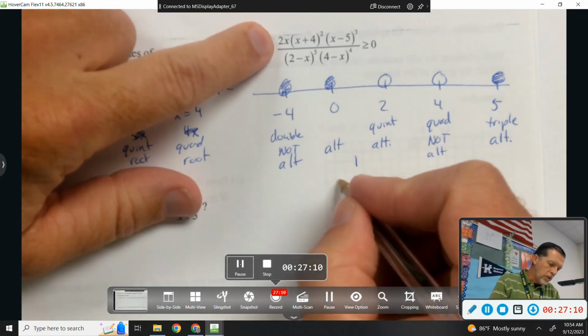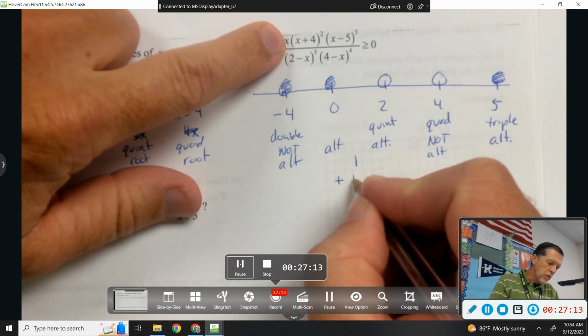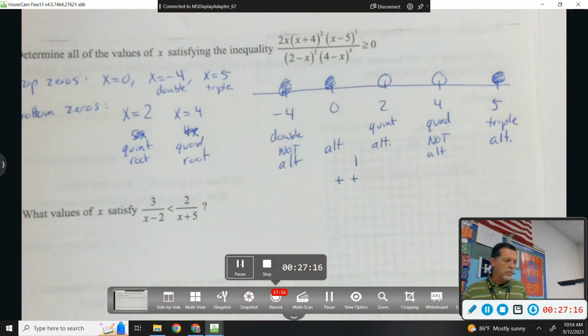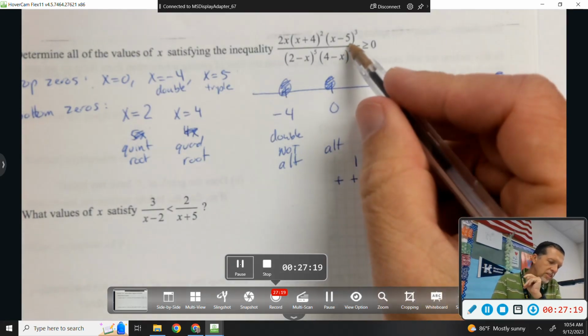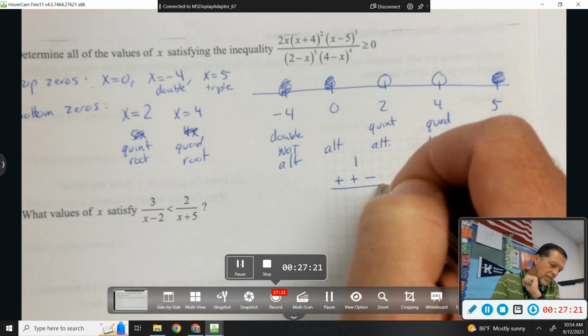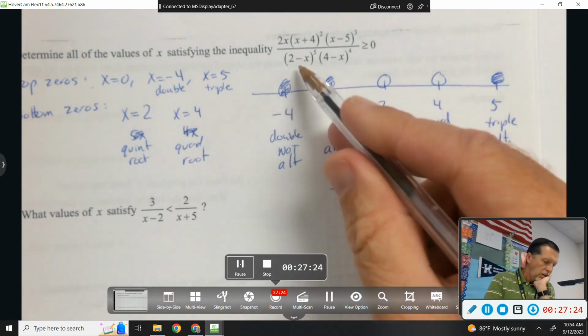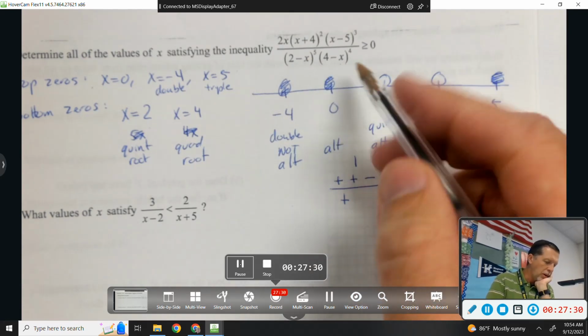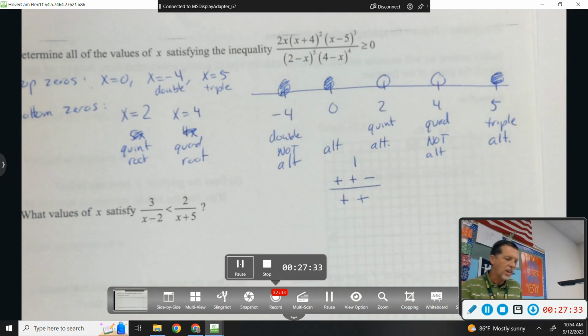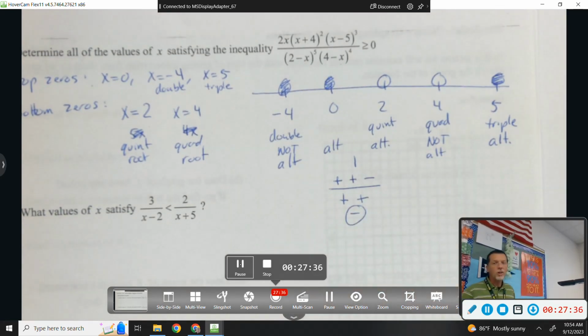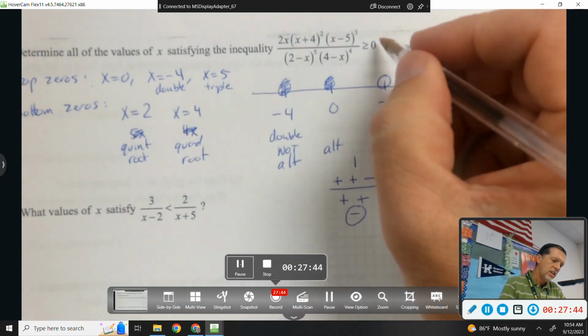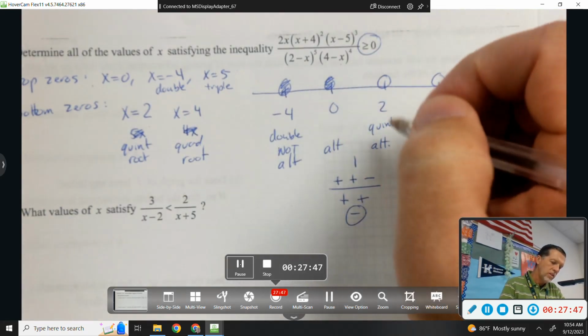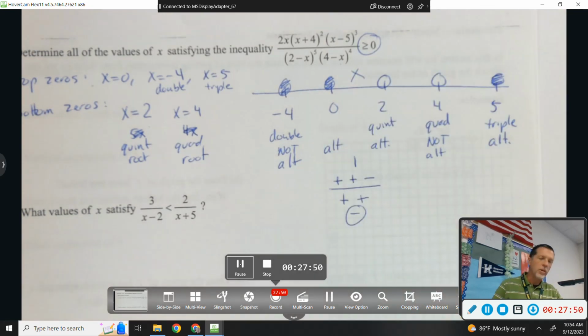So 2 times 1 is positive. 1 plus 4 is positive. Squared stays positive, so not worried about the squared. 1 minus 5 is negative. Negative cubed is negative. 2 minus 1 is positive. 2 to the 5th doesn't change anything. 4 minus 1 is positive. And 2 to the 4th doesn't change anything. So all of that to say, I get a negative if I plug in 1. So is that a shade or a not shade? Not shade, because I want it to be greater than or equal to 0. So that's a no-go there.